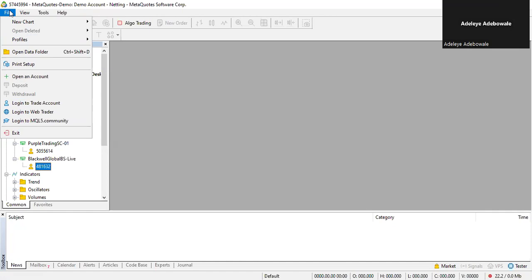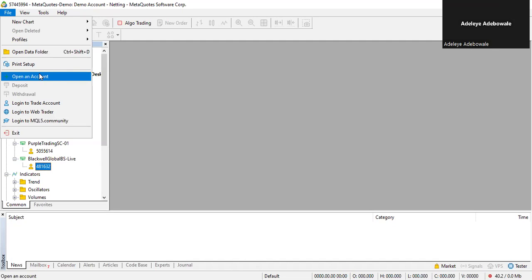So I'm going to be showing you with my phone right now. On your phone, if you open your MetaTrader, are you doing that right now? Okay, very good.